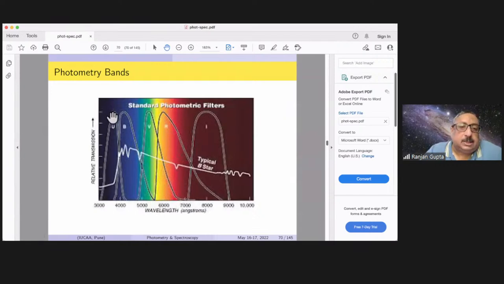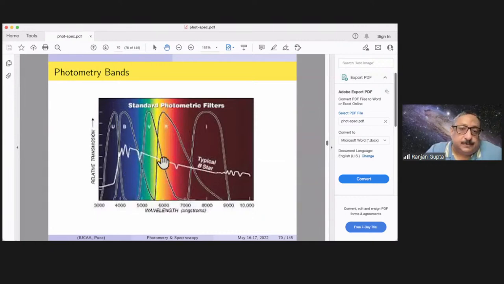And what are these curves? These are the bandwidths of color glass or filters, as they are called. So this is the V band, because this is where the human eye peaks, then the red, infrared, and B, the blue. And this white line is a typical B-type star. I have defined what a B-type star is. It's a hot star. And if you try to draw a smooth curve on this, it is peaking in the blue region, which means it is a hot B-type star.